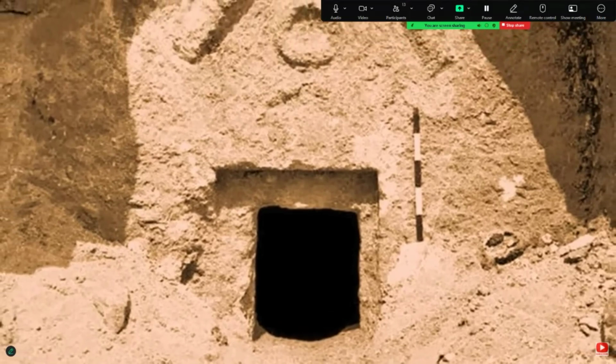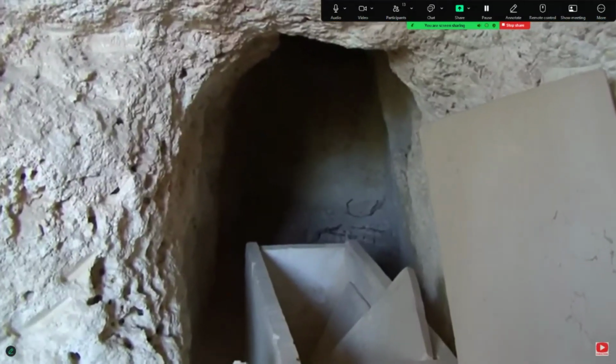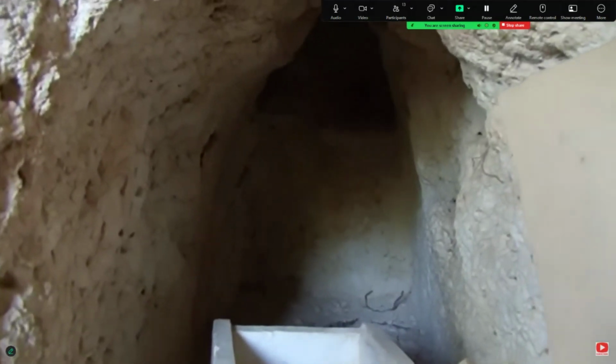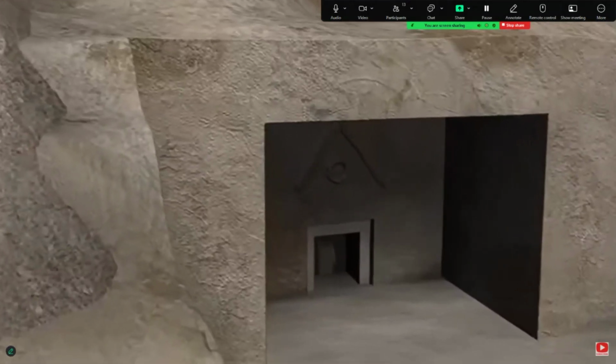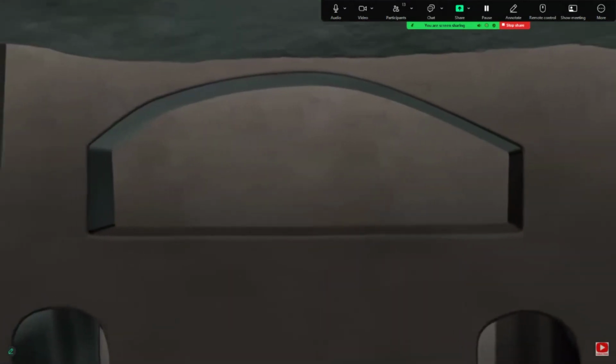At the time of its discovery, the Talpiot tomb was considered to be just one more of the many tombs that have been unearthed in the Jerusalem area. There seemed to be nothing out of the ordinary about it. According to archaeologists, it was not a significant tomb at all.